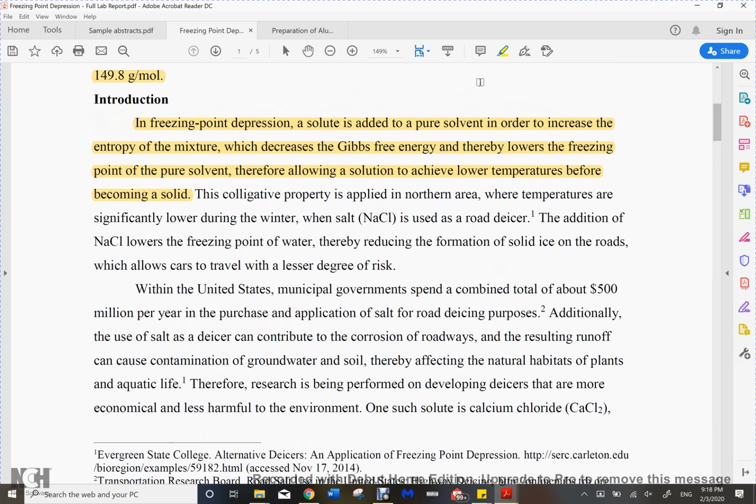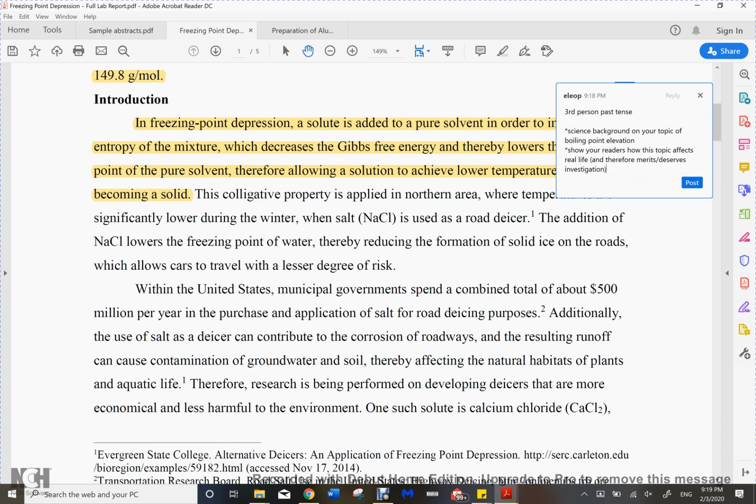Again, some things to think about as you write: keep it in the third person and then past tense. Your goals in the introduction are to provide a science background on your topic of boiling point elevation, and then show your readers how this topic affects real life and therefore merits or deserves investigation. Merits or deserves investigation. All right.